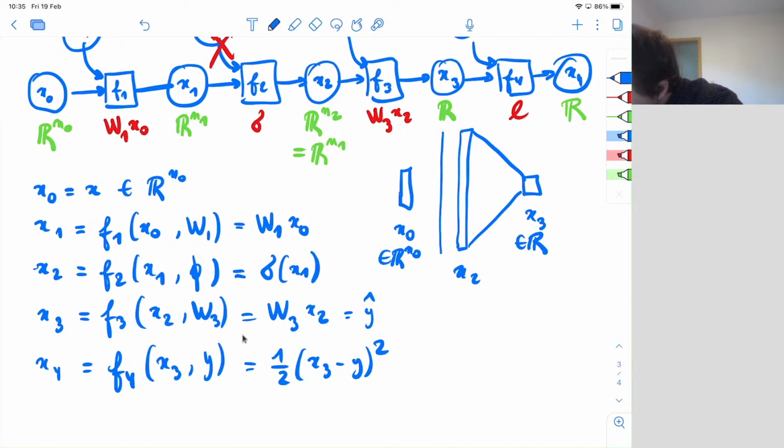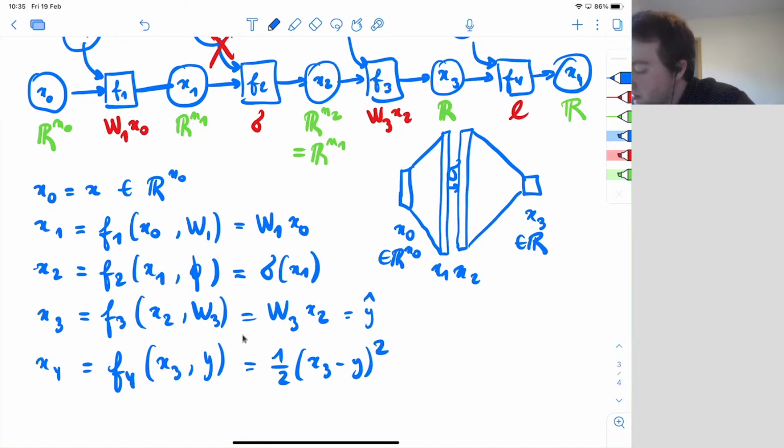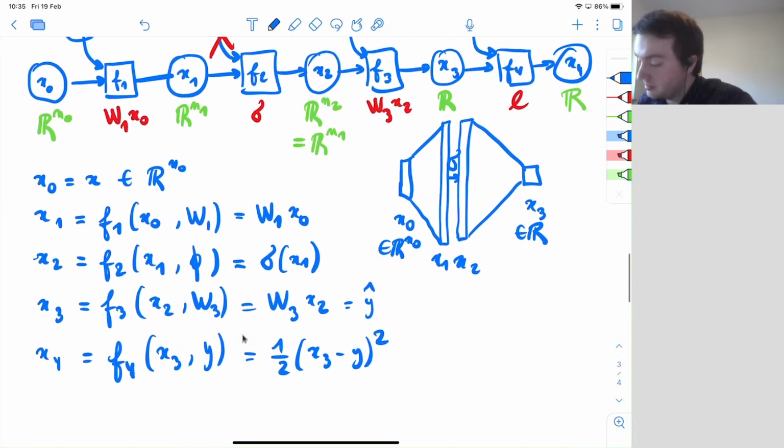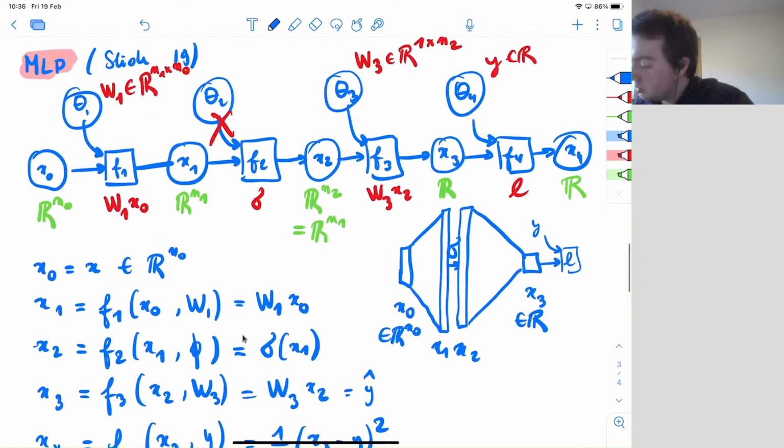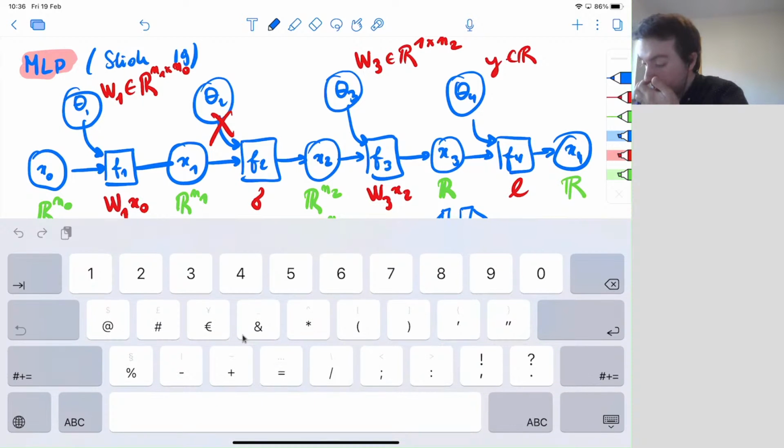We would have x1, and then we pass this through the sigmoid, and that produces the vector x2. And the same here, we have the loss. We pass y, and that would produce x4.